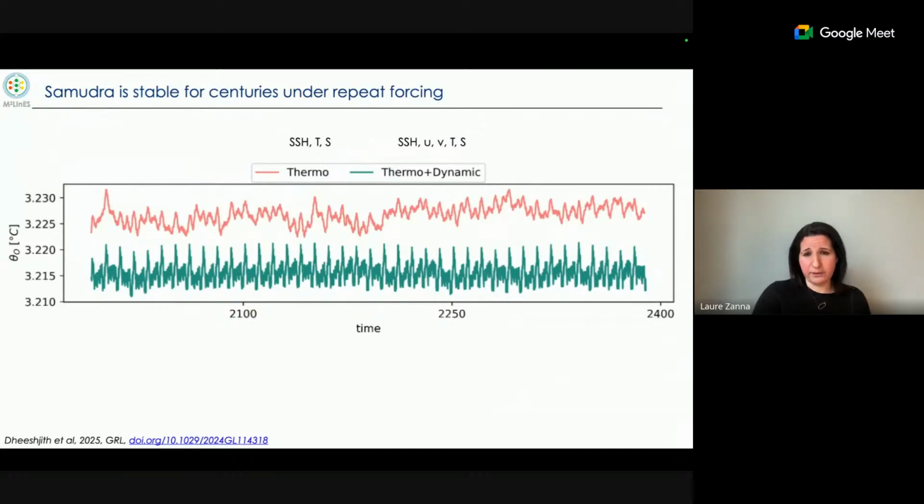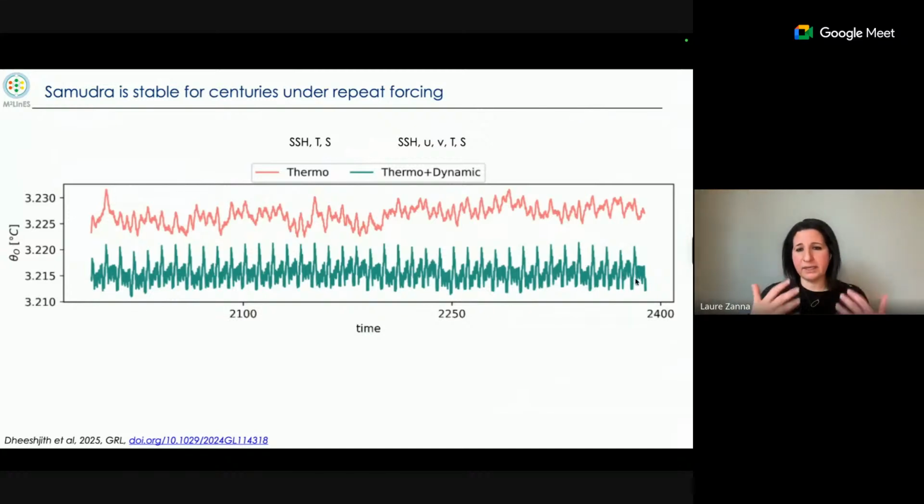Now, not everything is great. First, I'm going to tell you a couple of good things, but then I'll tell you a couple of bad things with Samudra. So we built 2 types of emulators. One, the one that I just described before, has the 5 time stepping variables that the climate model has: sea surface height, velocities, temperature, and salinity. We call that the thermo plus dynamics model. And that's the green line here as a function of time.